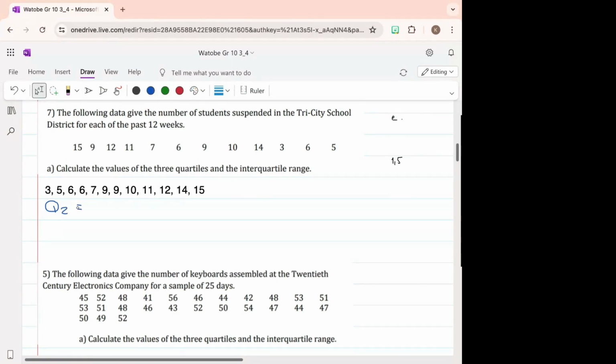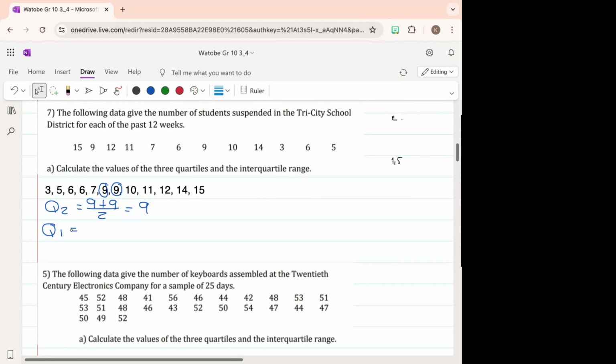To get Q2, I see I've got an even set of data here. It's 12. So 1, 2, 3, 4, 5, 6, and 7. So I'm going to say 9 plus 9 divided by 2 gives me 9. So Q2 is going to give me 9, hey?